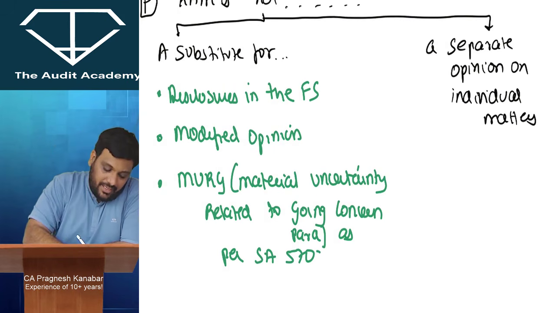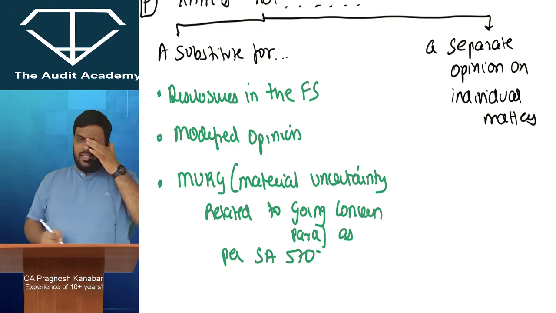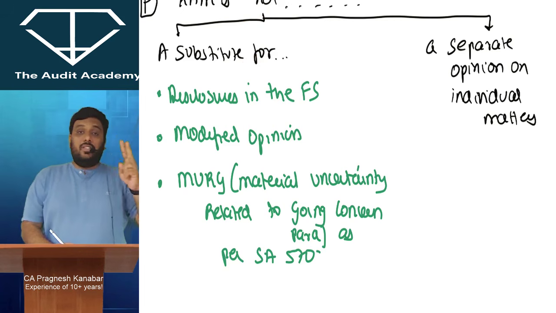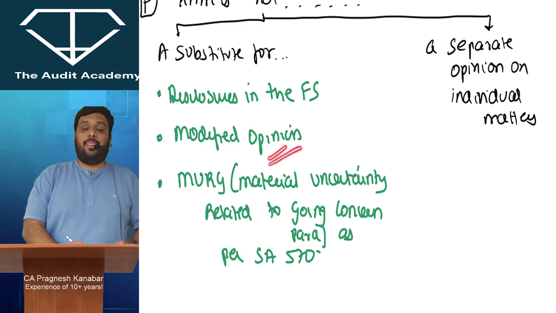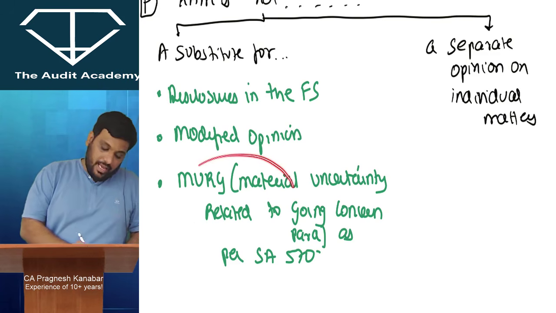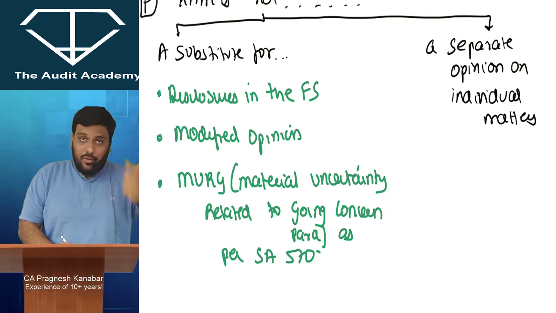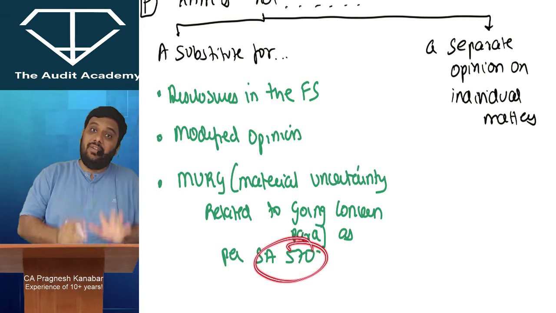So key audit matter is not a substitute for three things. First, disclosures in the financial statements. Second, it is not a substitute for modified opinion. Third, it is not a substitute for material uncertainty related to going concern. As of now, please learn this by heart. But if you're not able to understand, don't worry. The SA 570 revision session will cover it.